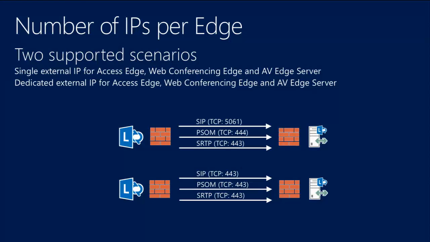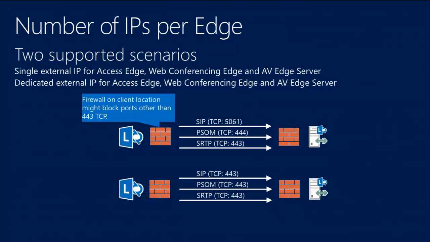Now there's 2 schools of thought for how you can approach assigning IP addresses to your edge servers. The first approach, use one IP address for the edge server and have all 3 of those services share that one IP address. Or have dedicated IP addresses. So that would be 3 IP addresses on your edge server, 1 for each service.